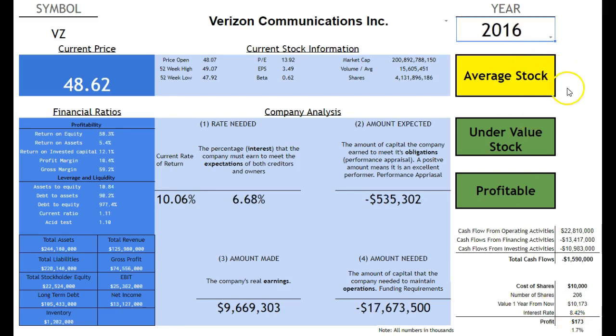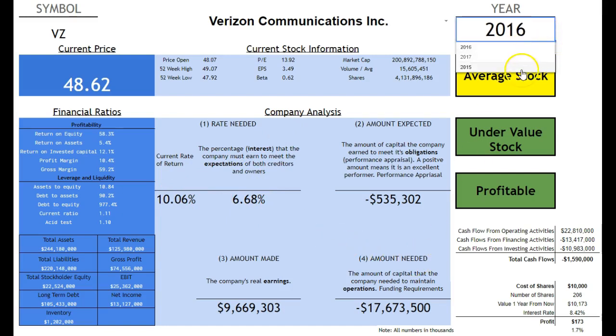This 2016, again, average stock, undervalued, profitable. Again, this is the net income. Again, real big, positive, real earnings, good. The amount expected is negative. This is what impresses me about Verizon, the fact that they always, or at least for these last 2 years, they've surpassed the requirements for the interest that they have to earn. And the reason, you can see it right here with the beta is 0.62. Usually a good company has less than 1, and that I think helps them. And the reason why it helps them is because they exceed the expectations.